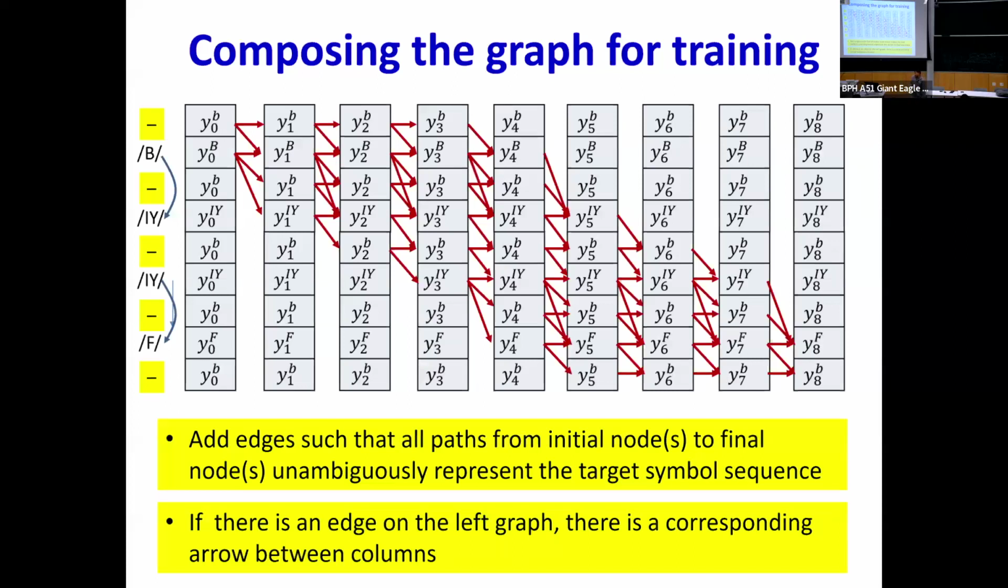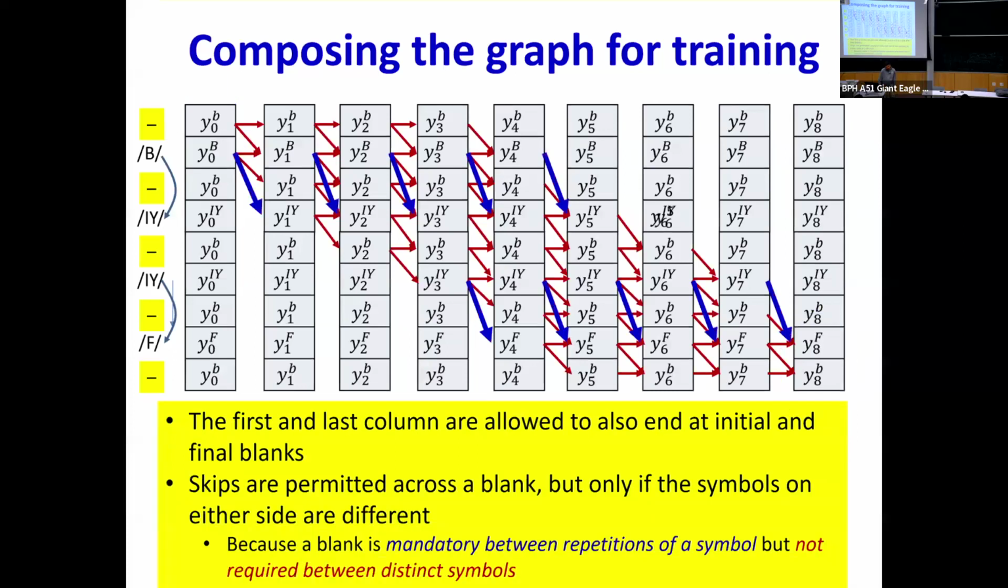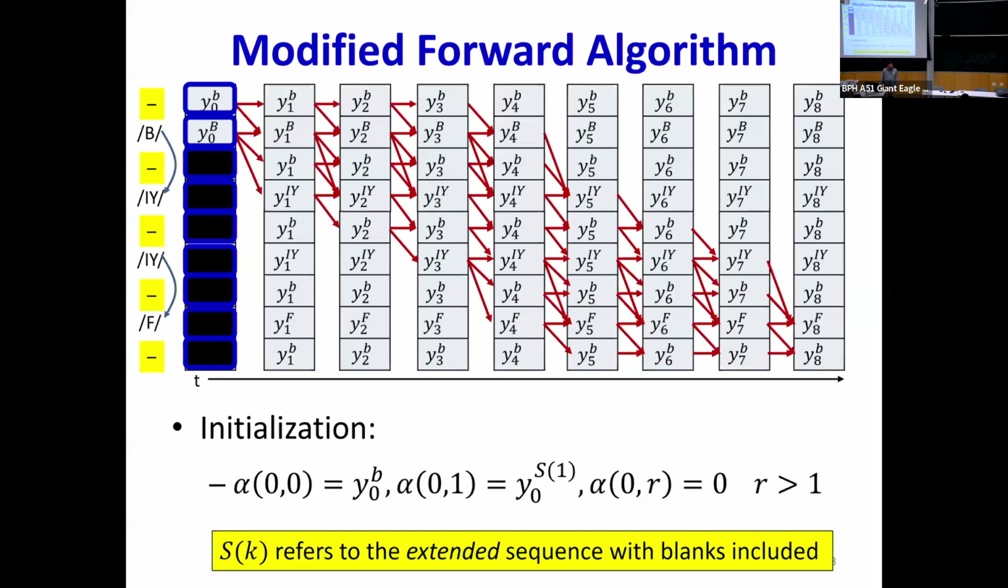And once I represent it in this manner, then the problem of repetition is gone. The one extra thing that you see over here is that you can also have a blank at the beginning or at the end. And then you have these skips, which only occur across blanks when the symbols on either side are different, right? In general, you can say if the symbols on either side are different, you're allowed to skip, otherwise you're not, okay? And then once you do this, the rest of the algorithm remains the same.